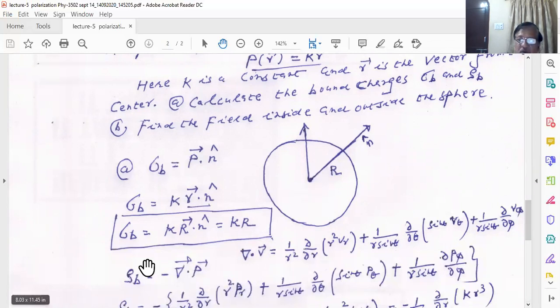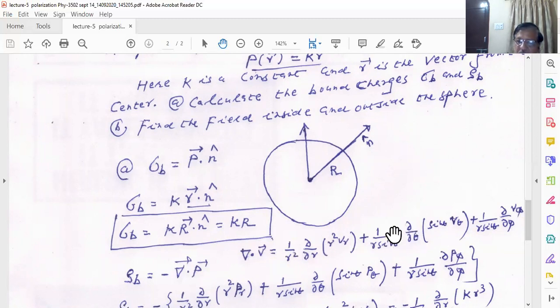And now we want to calculate the volume charge density of the bound charges, rho b, which is minus the divergence of the polarization vector. So it is the negative of the divergence of the polarization. To calculate the divergence of any vector, I will use the r theta phi coordinate system, the spherical polar coordinate system. So I have an expression.